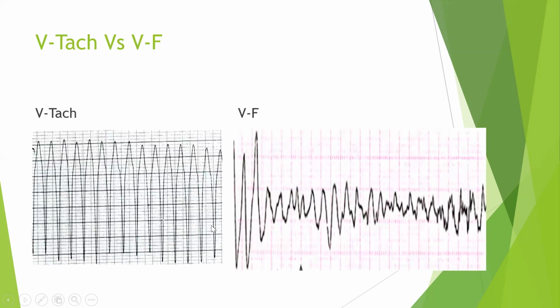So this is an ECG of a VTAC and a VF. You can see that the VTAC has a rapid rate, but the QRS complex is organized. While in VF, it's disorganized. You can see it's erratic. There's no continuity. You can't actually make out the QRS complex from the ECG of VF.